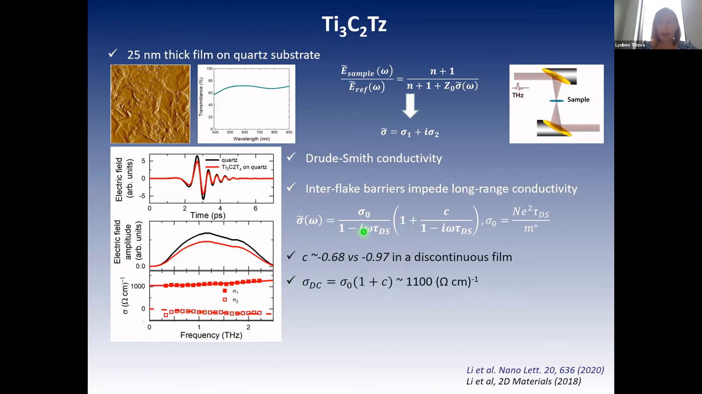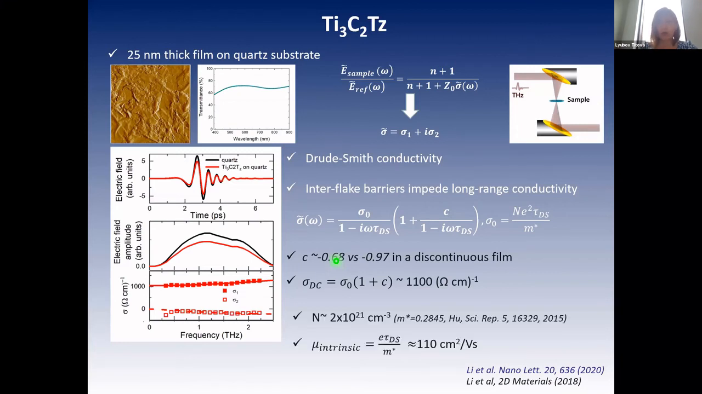This is in our previous work on MXene back in 2018. We looked at a similar film, however, it was discontinuous. And in that case, we did get a c parameter that was almost -1. So that tells you the power of this technique to really zoom in and look at short-range versus long-range conductivity.